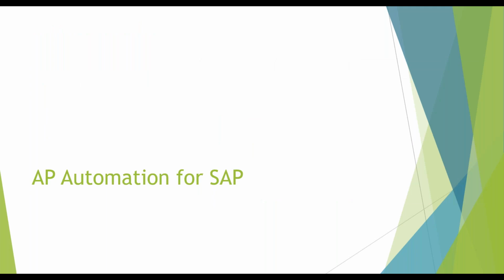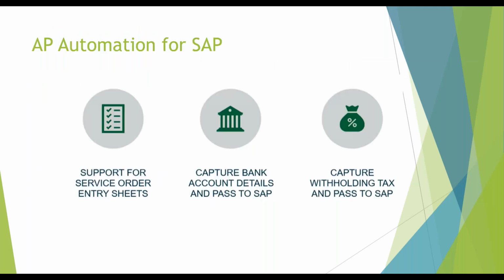Okay, let's jump to this next one. AP automation for SAP, there's a lot of updates to this. We have a whole webinar on this, so I won't spend a lot of time other than just one screen. It basically says now you have support for service order entry sheets and bank account details. You can pass those to SAP, whereas before you couldn't. And then capturing withholding tax and passing it to SAP. Withholding tax is a big one.